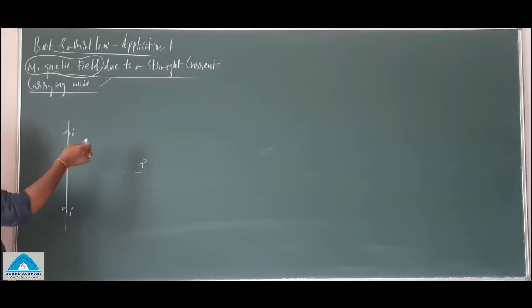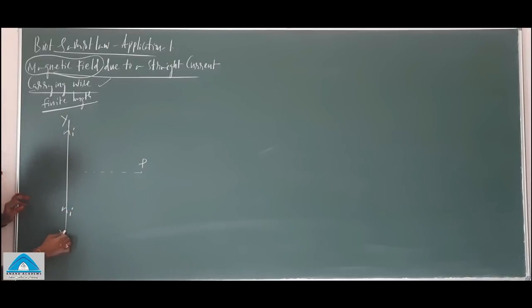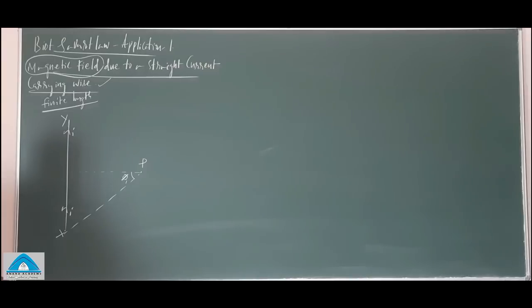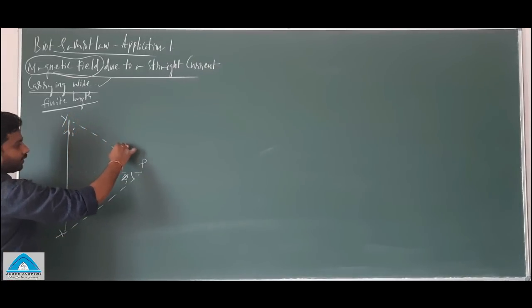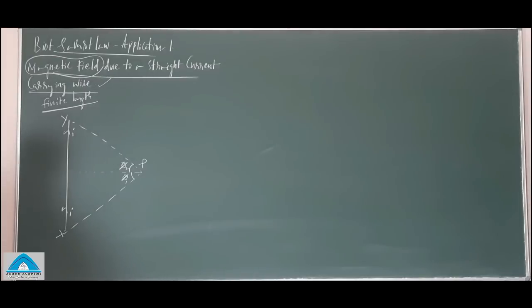Imagine a wire of finite length that we have considered, from let me say this point X and this point Y, or you can also consider A and B. From one end, the point P lies at an angle, you can say this phi 1, and from the other end, it is lying at an angle phi 2.